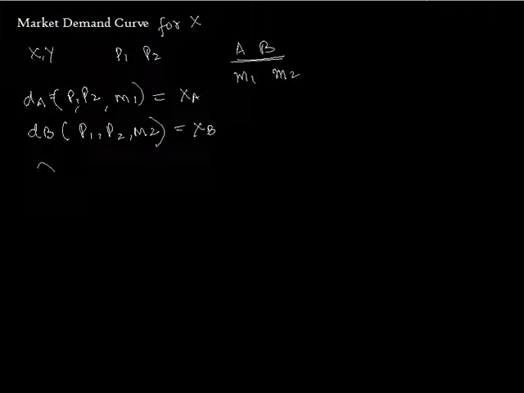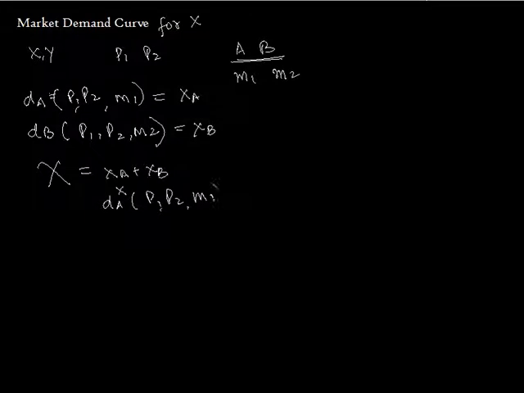Okay, so suppose total demand is given by script X, and this is your XA plus XB. Which is nothing but your dA, let me write X out here, that is dA(P1, P2, M1) plus dB(P1, P2, M2).